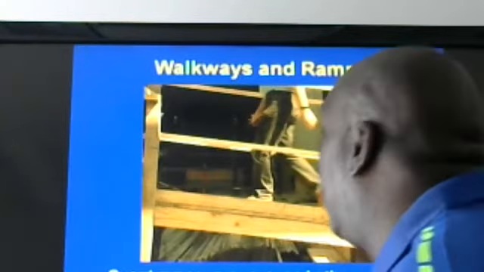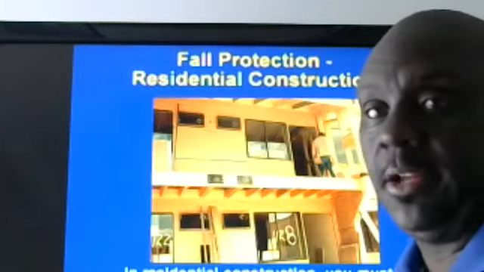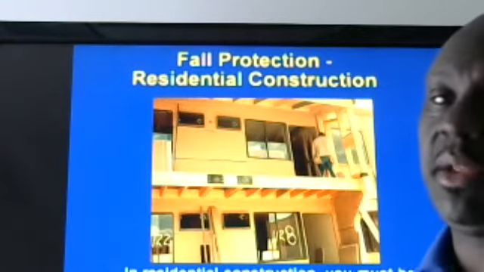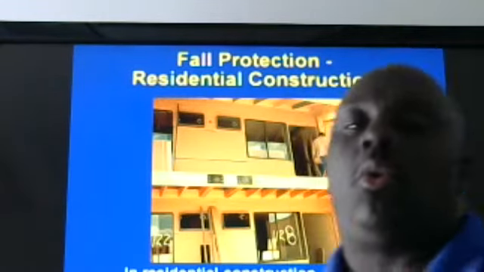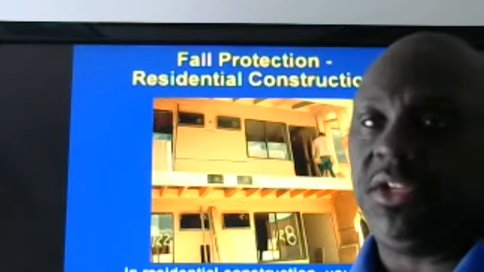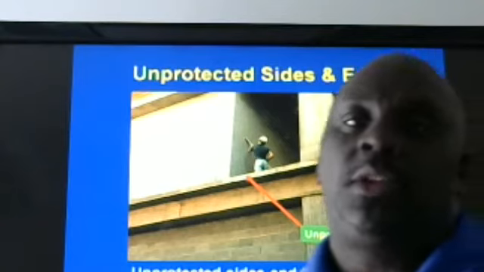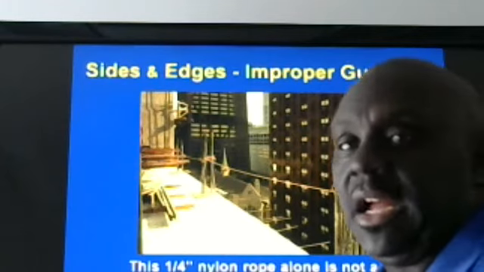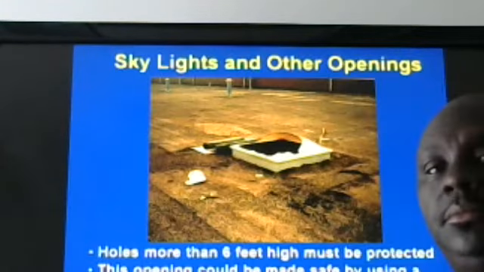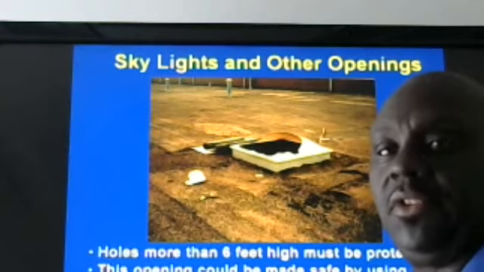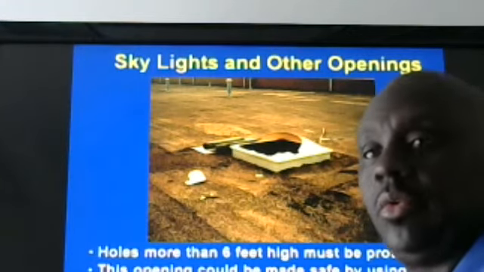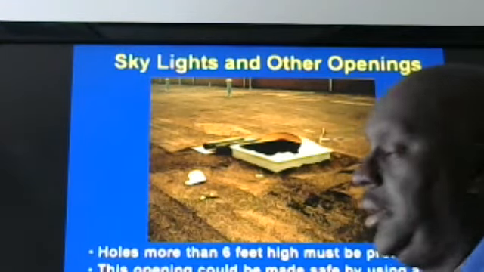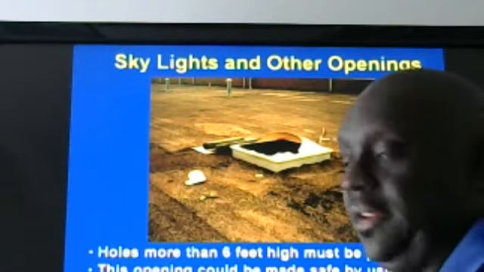All right, so we've got walkways, ramps, and other ways there. Falls in residential construction. It doesn't make a difference if you're in residential or on a commercial site. At 6 feet, you need to be tied off. This guy here has unprotected sides and edges. Nylon rope doesn't mean anything. The skylight: he sat down for lunch on the skylight thinking it was going to hold him. Being uneducated doesn't mean he's going to be back at the end of the day after that fall.